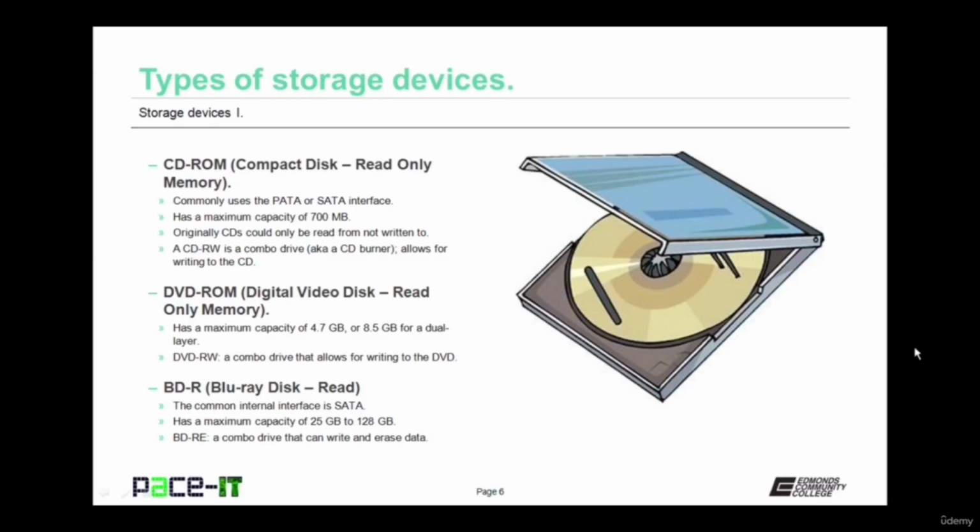Then we have the BDR, the Blu-ray disc read. Its common internal interface is the SATA interface, and it has a maximum capacity that ranges from 25 gigabytes to 128 gigabytes for a 3-layer BDR. Now a BDRE is a combo drive that can write and erase data to the Blu-ray disc.